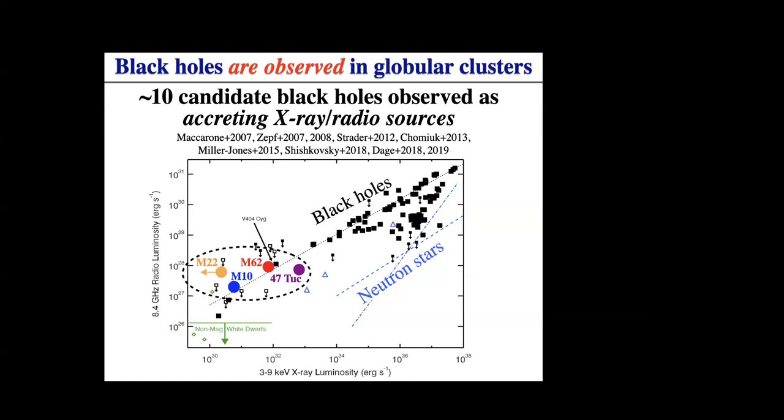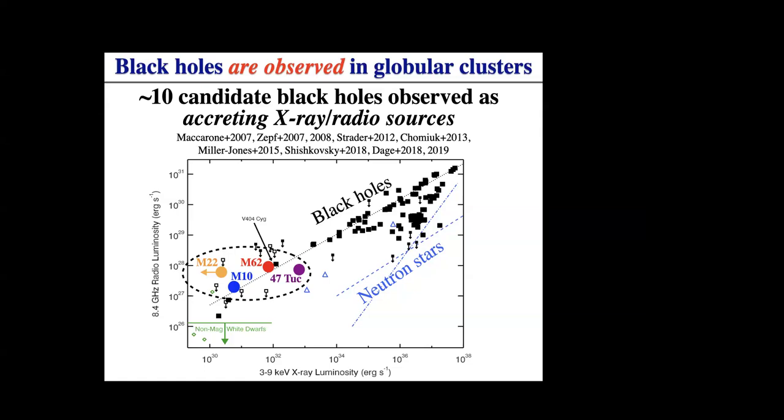So because most of these globular cluster sources have X-ray to radio luminosities more consistent with black holes, we argue these are potential candidates for being black holes in globular clusters. So again, these were the first clues that clusters contain black holes. Currently, there are around 10 of these candidates total in both the Milky Way and extragalactic globular clusters. But these, to be totally honest, are uncertain because the accretion physics here, there are a lot of uncertainties.